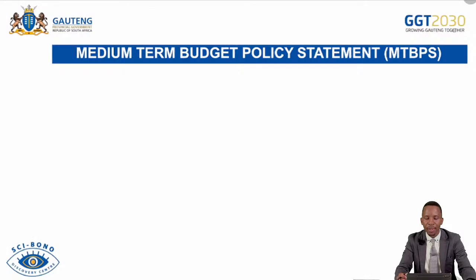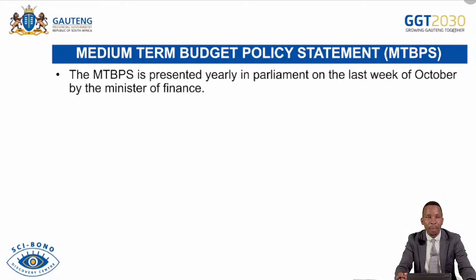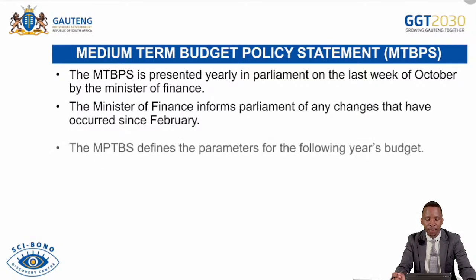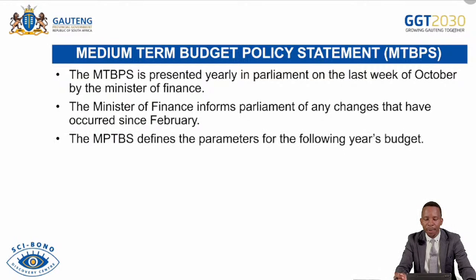And then the medium-term budget policy statement, which is MTBPS. MTBPS is presented yearly in Parliament in the last week of October by the Minister of Finance. The Minister of Finance informs Parliament of any changes that have occurred since February, since the main budget. And then the MTBPS defines the parameters for the following year's main budget.